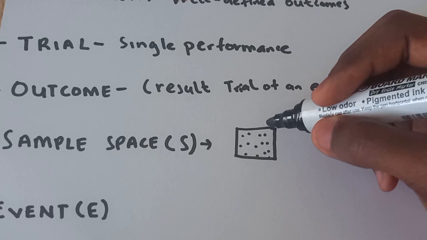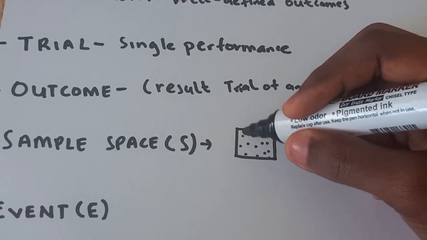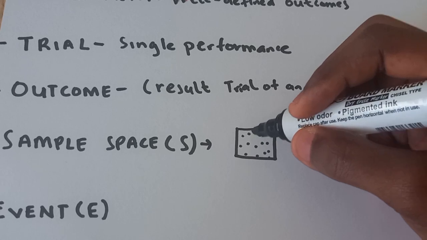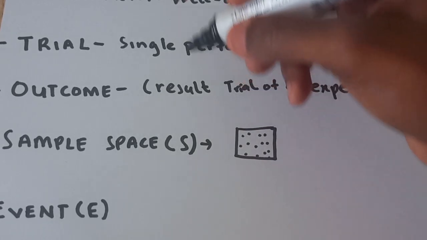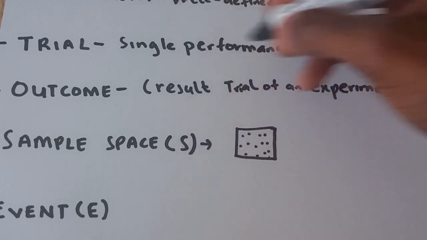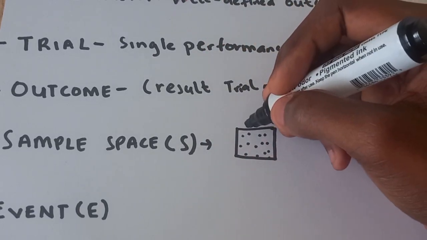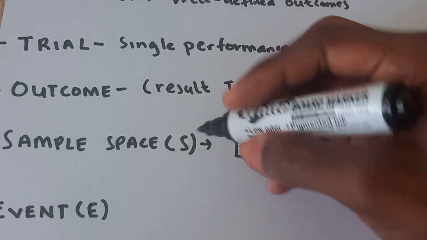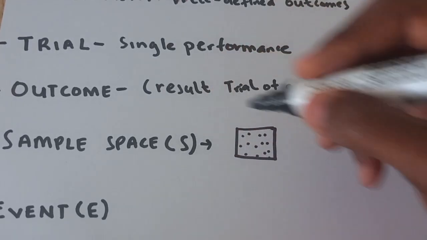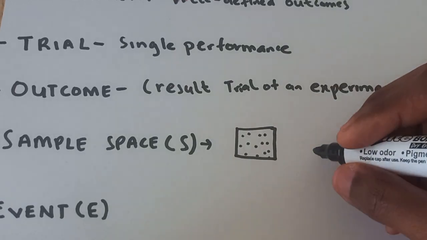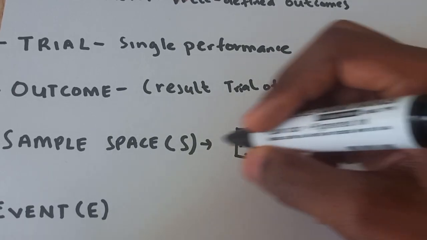A sample space is a set of all possible outcomes of a random experiment. So the results we get from the trials of the experiment, or the total outcomes, is what we call the sample space. The sample space is denoted by the letter S. And we have types of sample spaces.